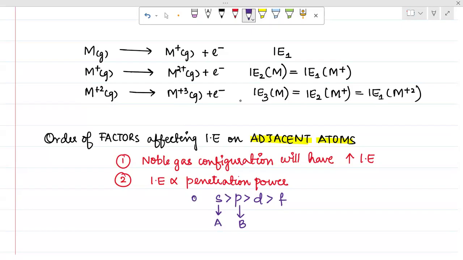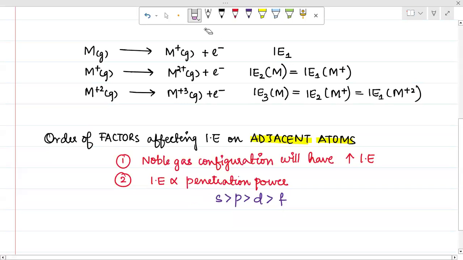Why? Because if you consider this as the nucleus, s is the closest. Correct? s is the closest, so it will be tightly bound. So the energy required to remove an electron from the s subshell will be high because it is the closest to the nucleus. That is called the penetration power.